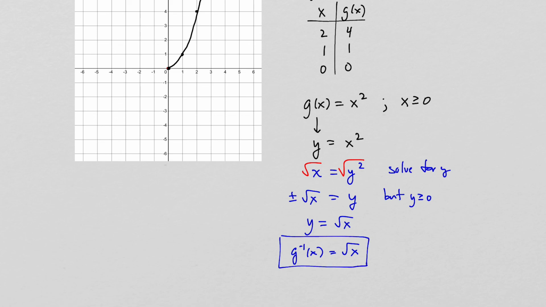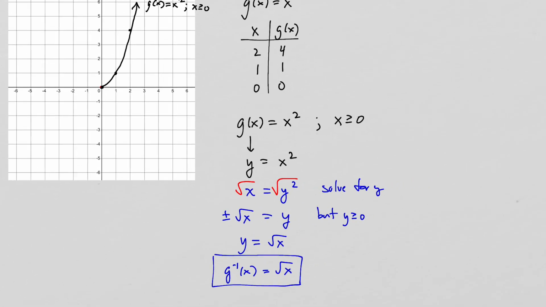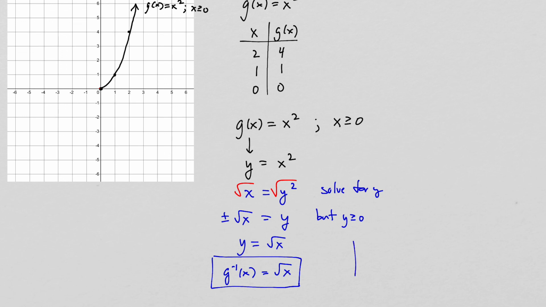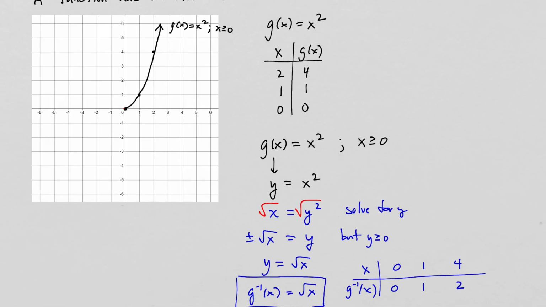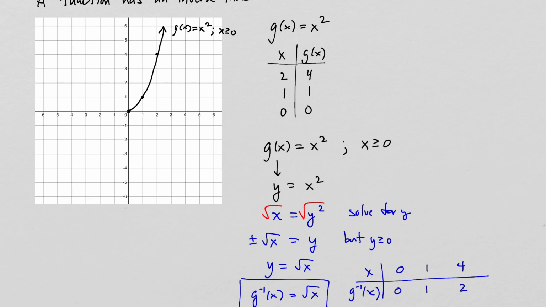Now, just to make sure that we understand that this is the inverse, let's do its graph. So let's get a few points. I'll make a horizontal table here. I'm going to plug in x equals 0, 1, and 4. Well, the square root of 0 is 0, the square root of 1 is 1, and the square root of 4 is 2. So if I graph those 3 points, we have the points (0, 0), (1, 1), and (4, 2). And its graph looks like this.